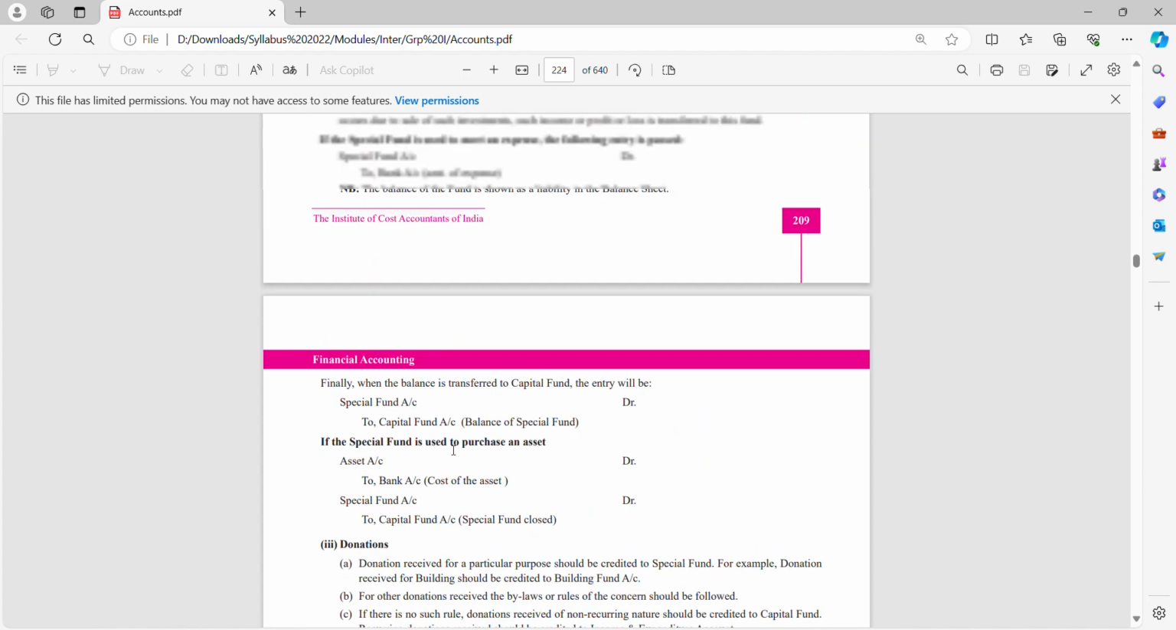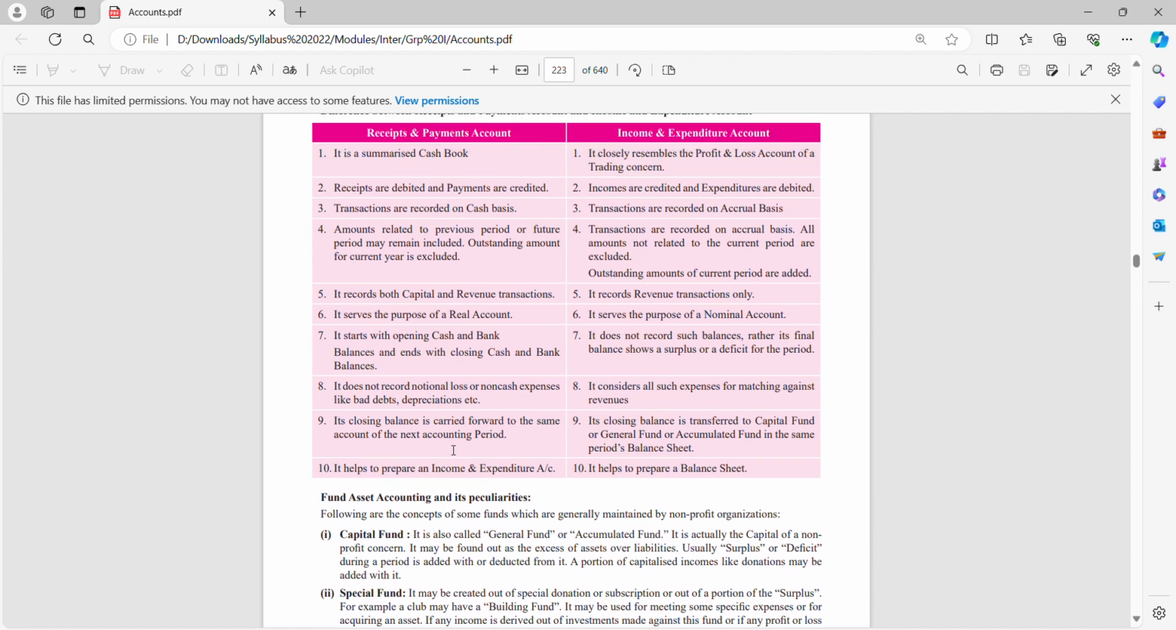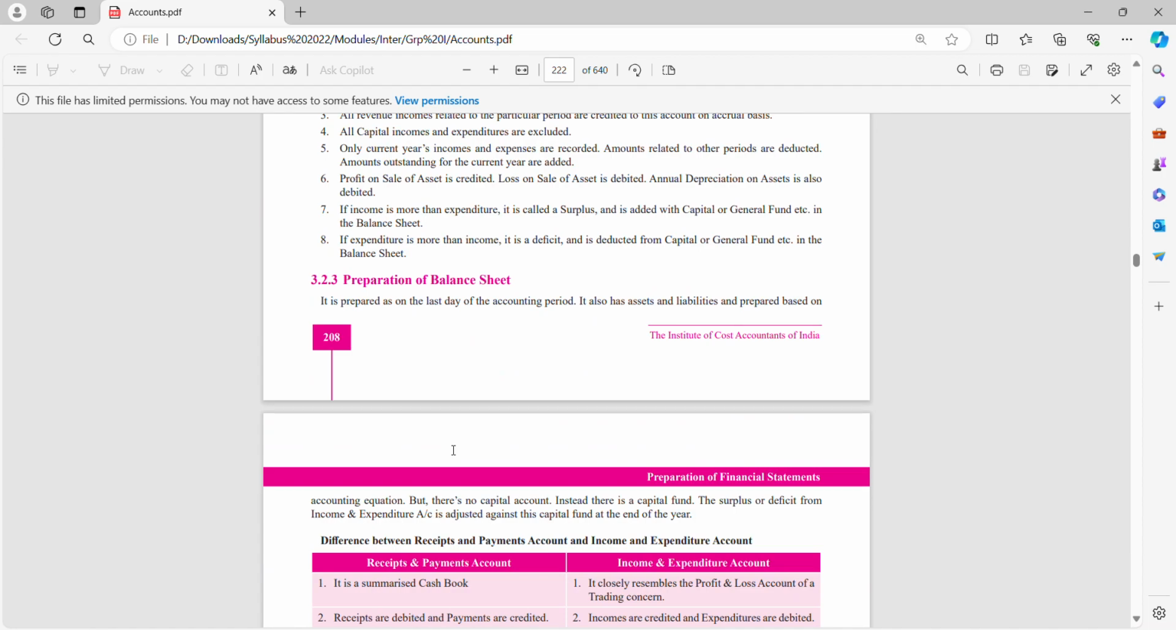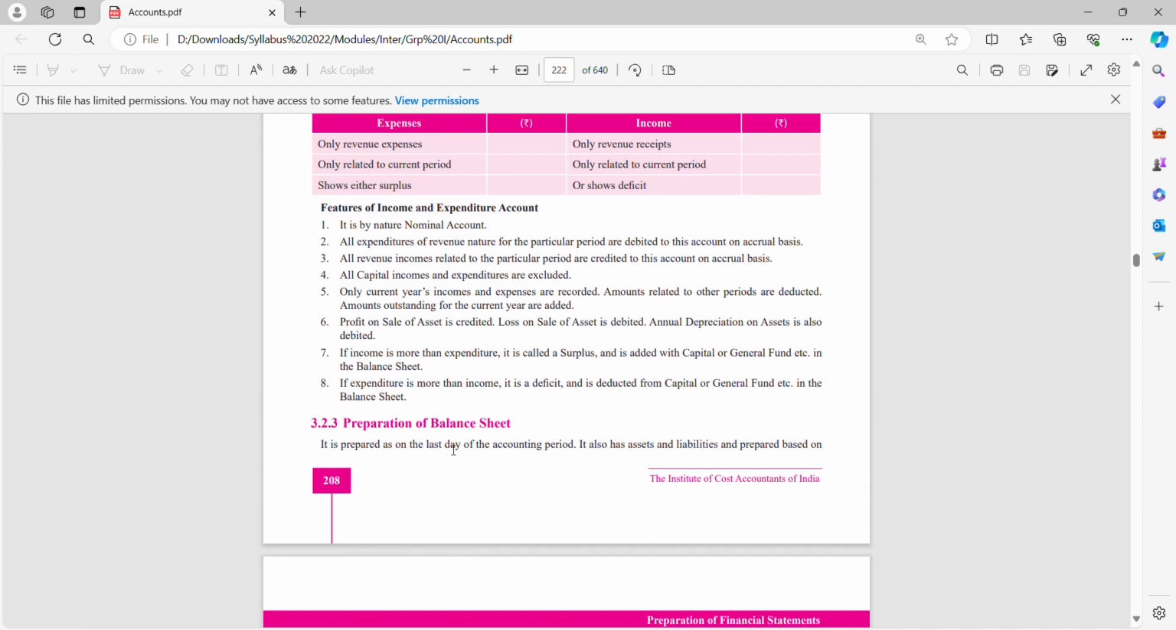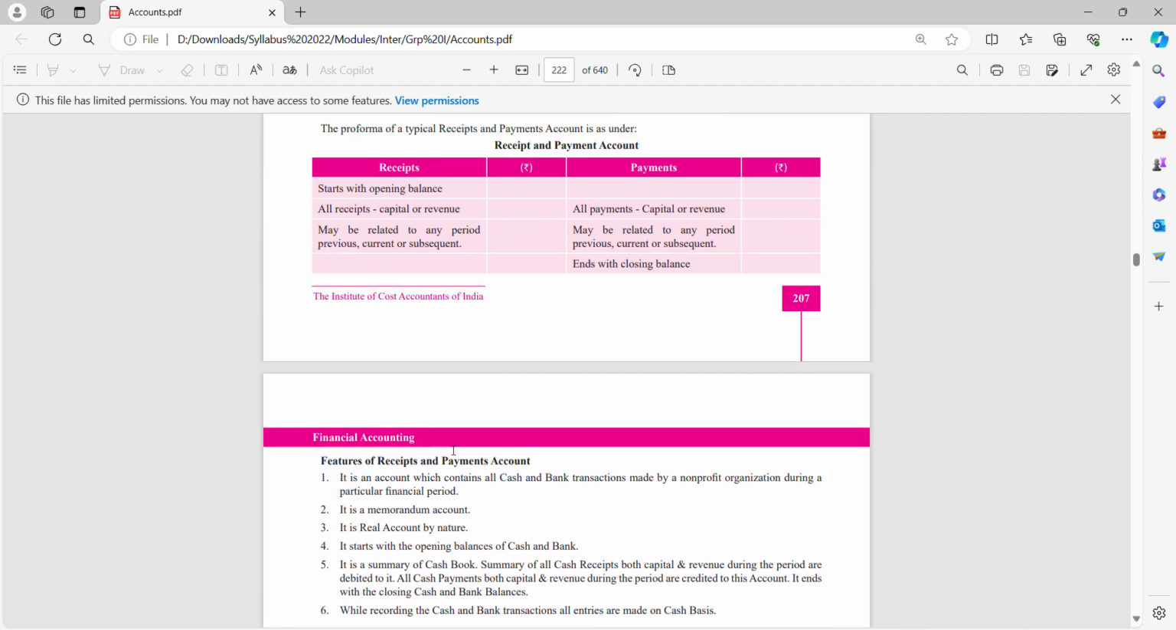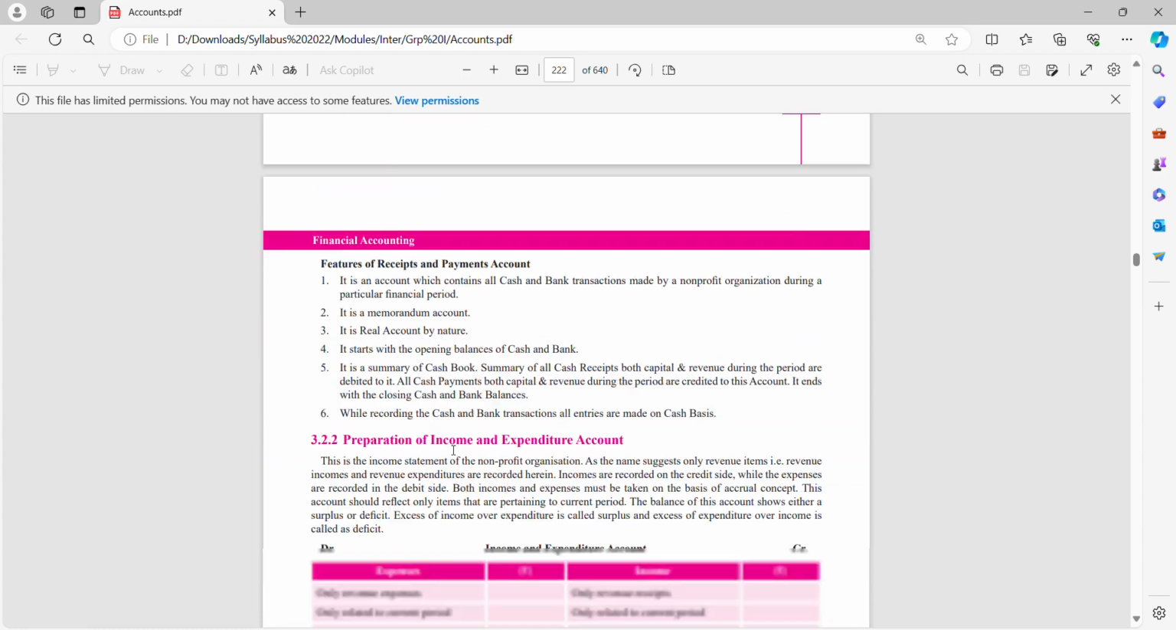So this is related to our theory content. Whatever we studied here, we studied subscription. What is subscription? It will be your revenue item. It will be shown in your balance sheet if specifically mentioned. We also studied legacies, endowment funds and donations, and what receipts and payments and income and expenditure are, right?